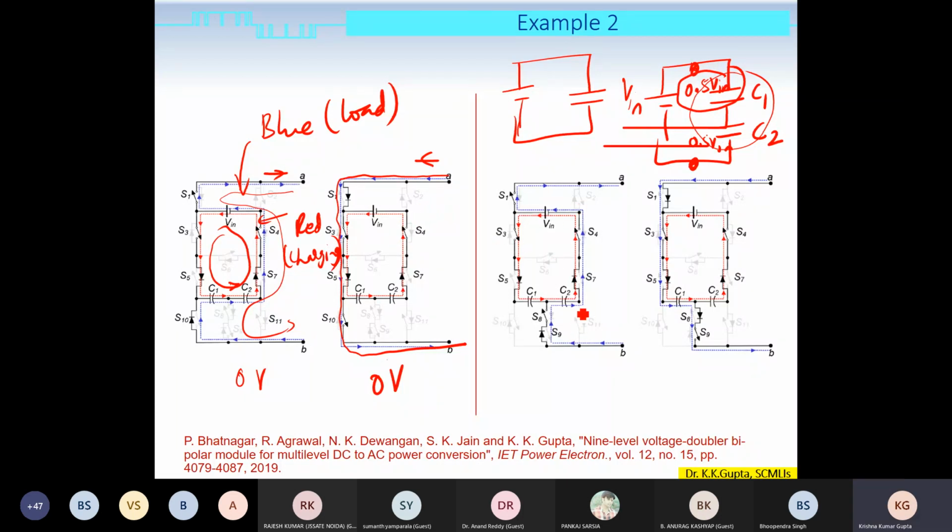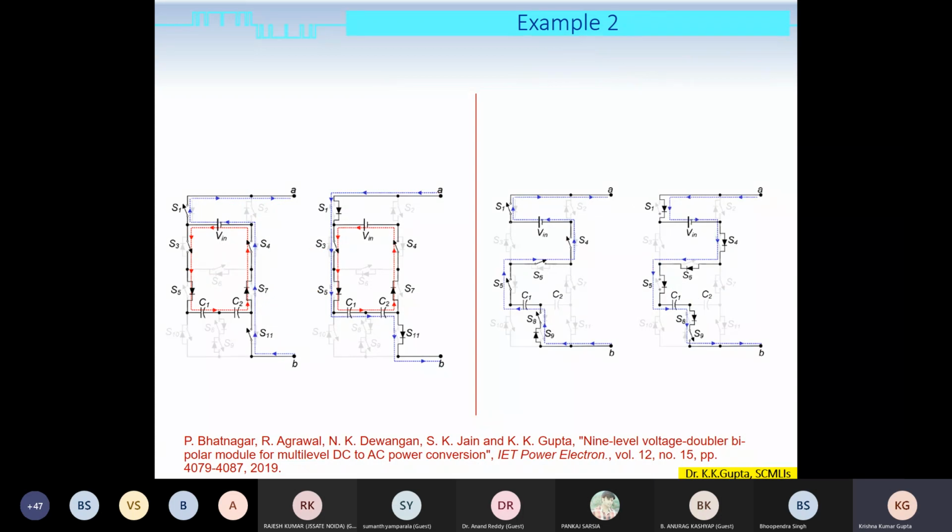Similarly, if you see this state, here we are using this capacitor C1 to obtain the load voltage, right? So in this case, if you apply KVL, you see that the output voltage is 0.5 V in. So not only are we going to boost the input, but at the same time we are able to reduce the step size here. So we'll see the advantage of this approach.